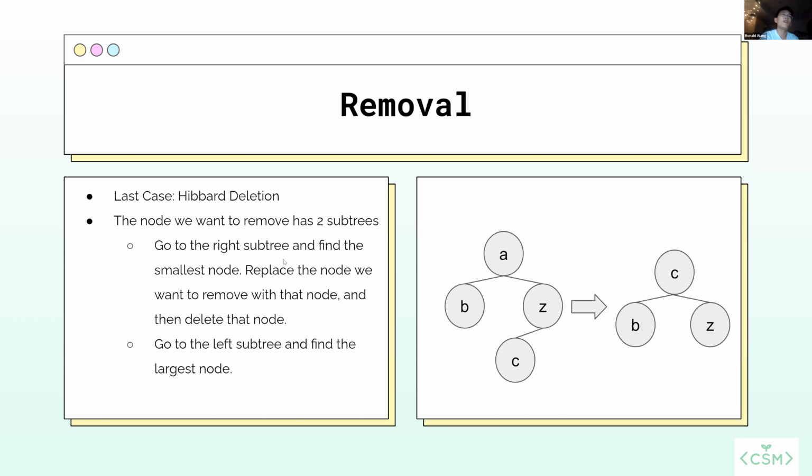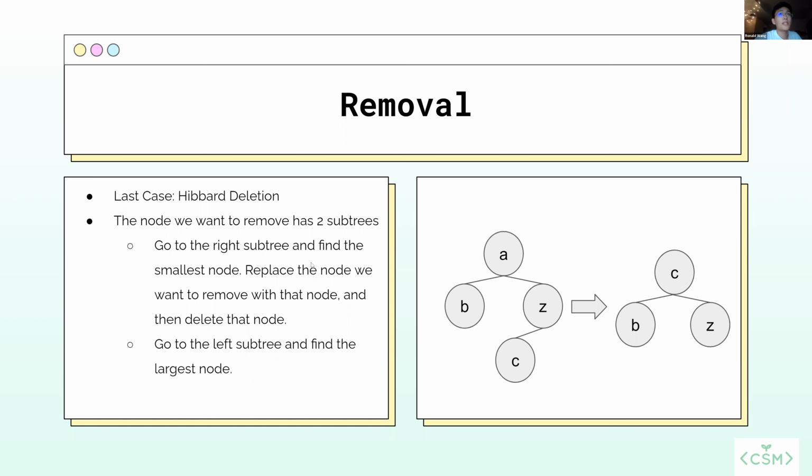Now, how can we go about finding the smallest node? Well, because of the unique construction of a binary search tree, the smallest node of any given tree is always guaranteed to be the leftmost node. And so we can recursively travel left in our subtree until we hit a node that has no left value, and therefore we know that node must contain the smallest value.